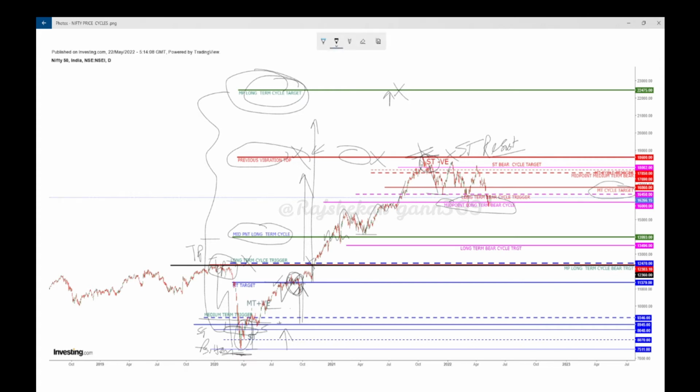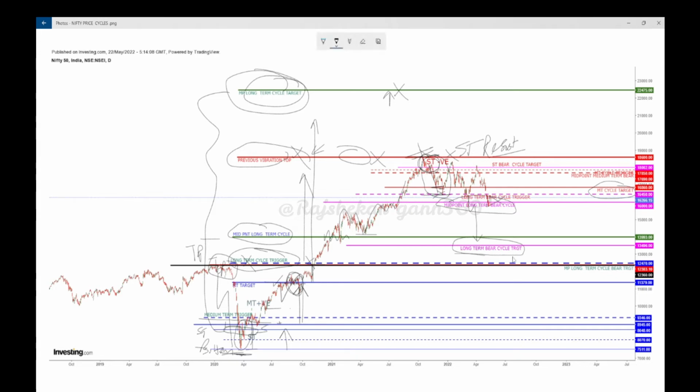What I mean to say is this is a short term bear cycle. Inside this we have a medium term bear cycle. So this was the target. This red line was the target of the medium term bear cycle, and this is the midpoint of the long term bear cycle, just like this one. So if this triggers, we'll be heading straight to this target.